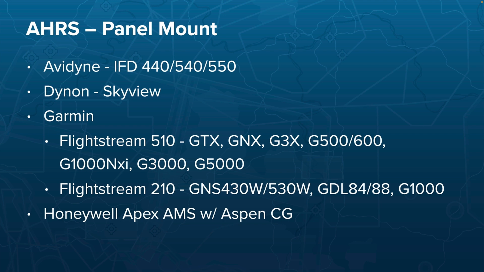The Avidyne IFD series, Dynon Skyview, selected Garmin devices, and the Honeywell Apex FMS are panel avionics that provide you with AHRS data. For details, please visit the ForeFlight buying guide on our webpage.